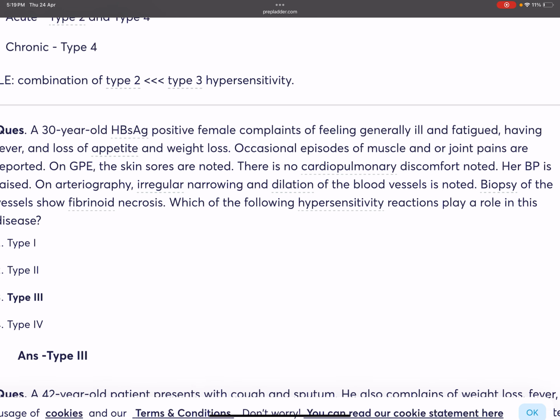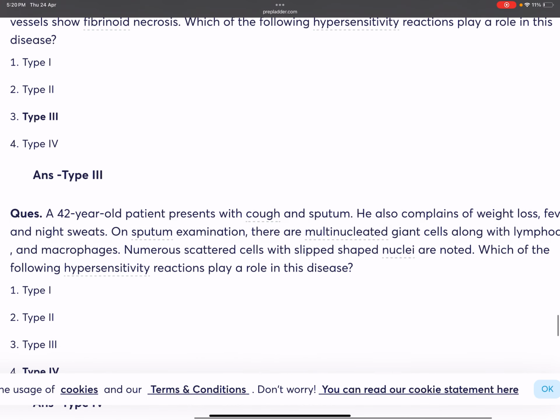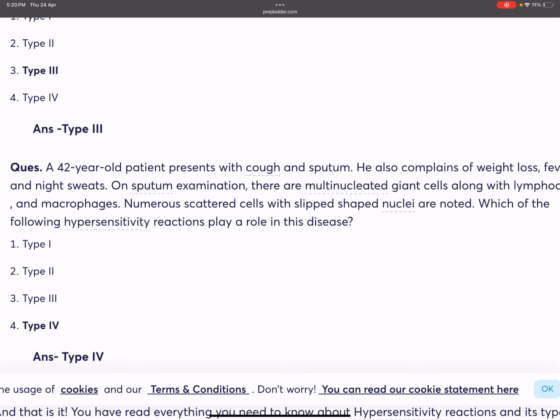Biopsy showed fibrinoid necrosis. So guys, even if I am speaking in Hindi also, it doesn't matter, whoever understands English only, it's the same as I am repeating in English also and Hindi also, nothing different in that. Which of the following hypersensitivity reactions plays a role in this disease? Type 3. Okay, now another question.